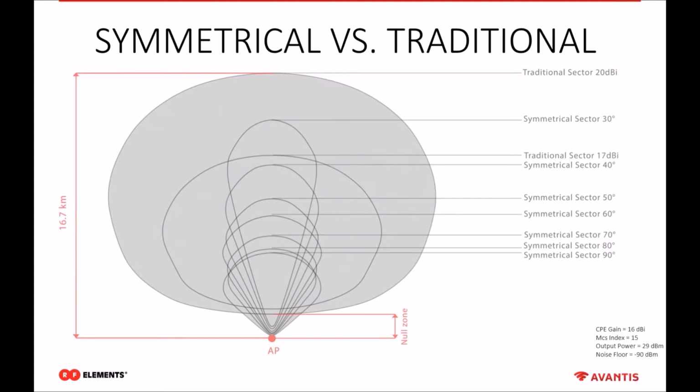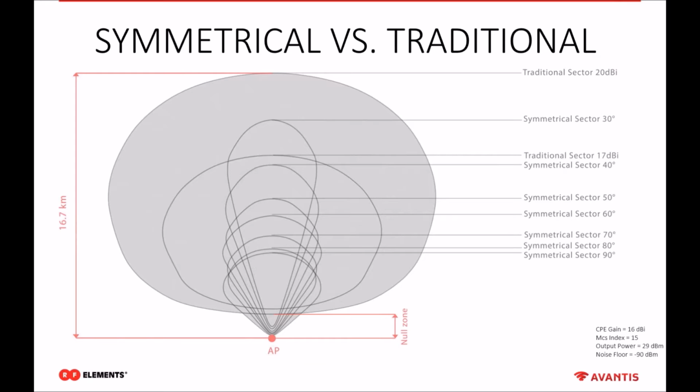The coverage of symmetrical sector antenna is different compared to the traditional sector antenna, and here you can see how different the coverage is. So if we say that it is a 30-degree symmetrical sector antenna, it means that it's really a 30-degree radiation angle. So when you have customers who are outside the main lobe, they will have really low signal or no signal at all.